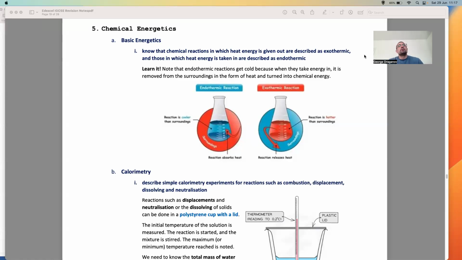Calorimetry, the final lesson on the energetics topic. A little reminder: an endothermic reaction absorbs heat from the surroundings to the system, so the surroundings get colder, and an exothermic reaction releases heat from the system to the surroundings, so the surroundings are hotter. That's just a little recap.